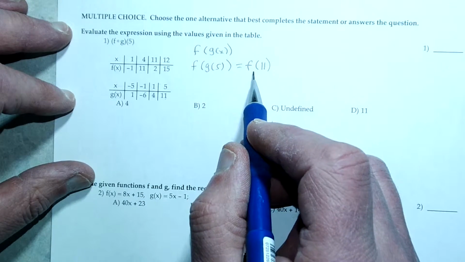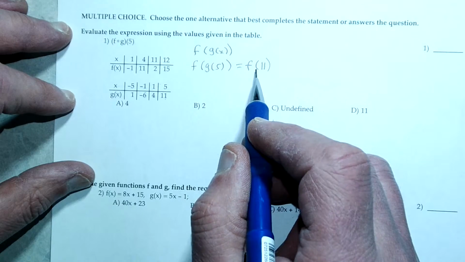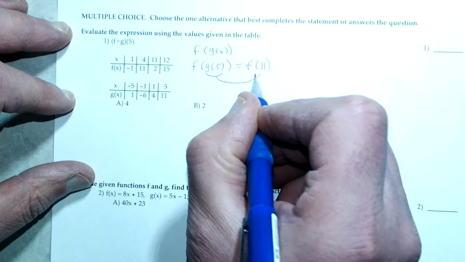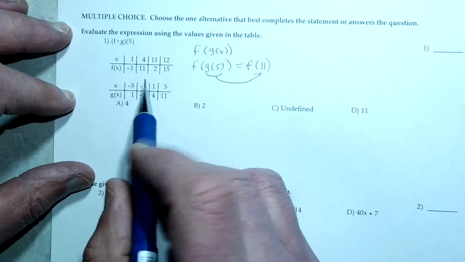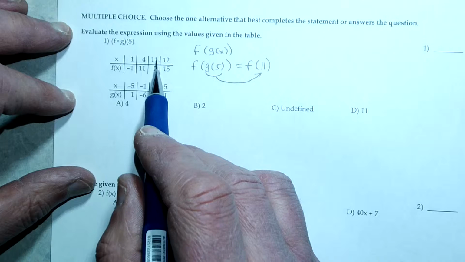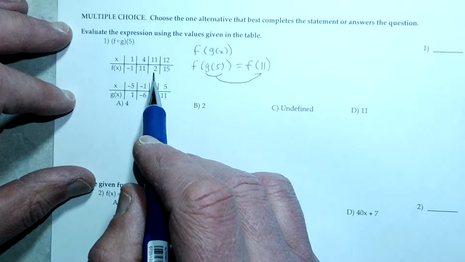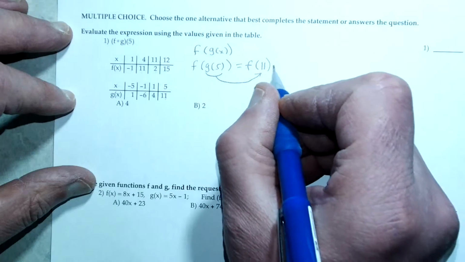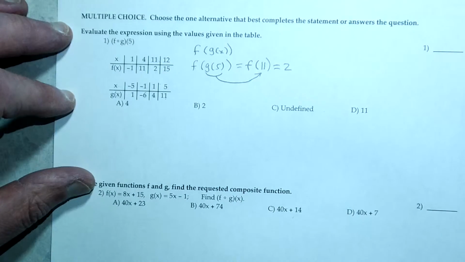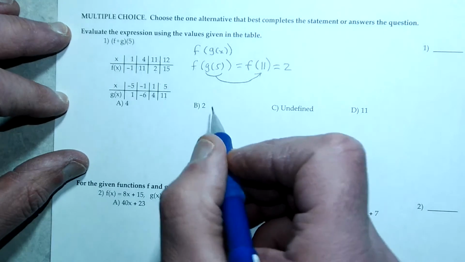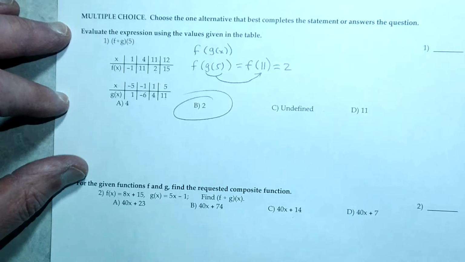And so now I use 11 for the input. That was the output to the g function, and I'm using it as the input to the f function. So I go back up to the f function and I put 11 in. When I put 11 into the f function, f of 11 is 2. And the final answer to this composite f of g of 5 turns out to be 2. And it looks like our answer is B.